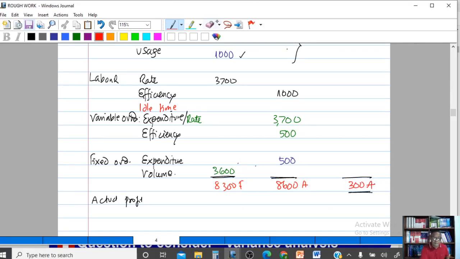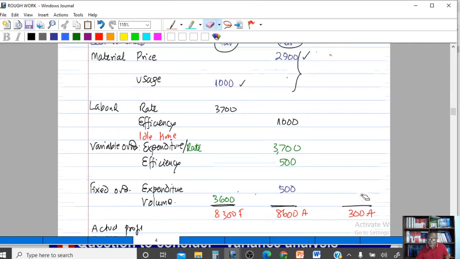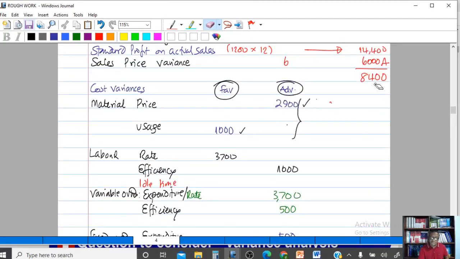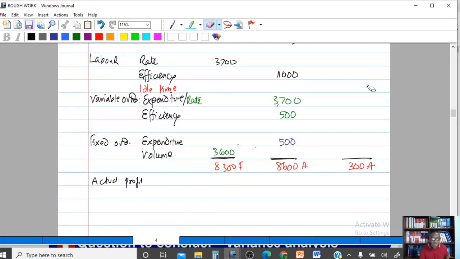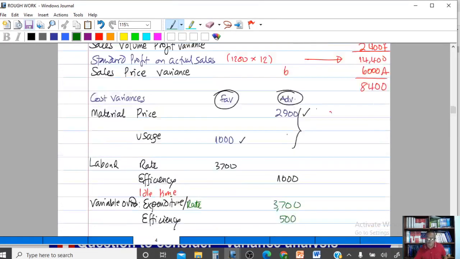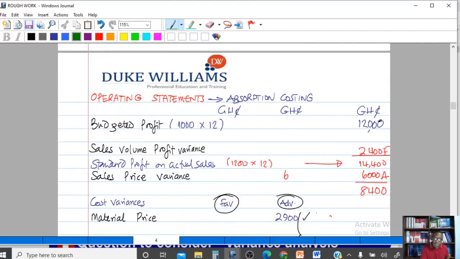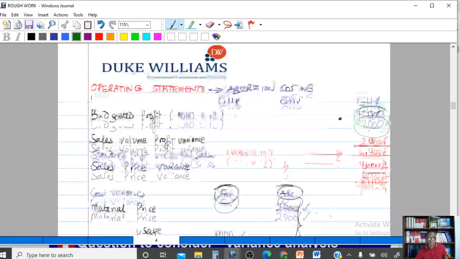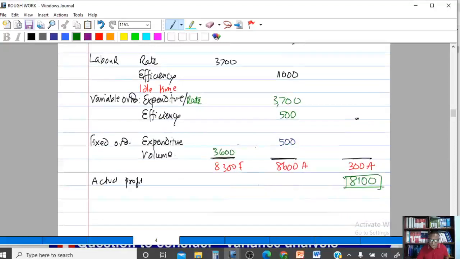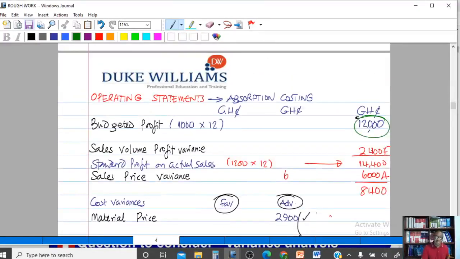And you see, when I do have the 300 adverse, then against the 8,400, that is what brings me to the 8,100. Isn't that beautiful? Which is the actual profit. So yes, I have been able to reconcile in as much detail budgeted profit to actual profit. Now here I'm using the absorption costing principles.